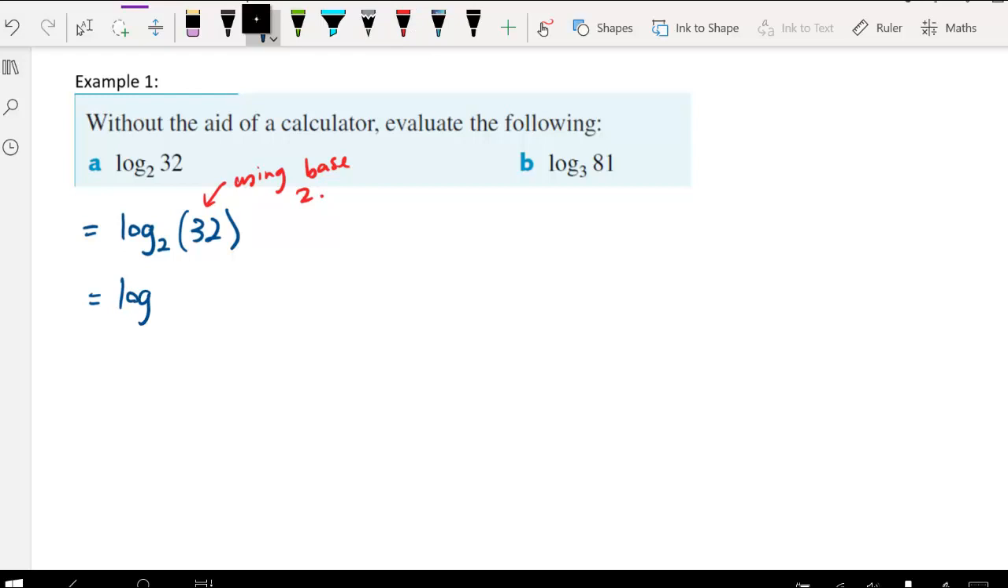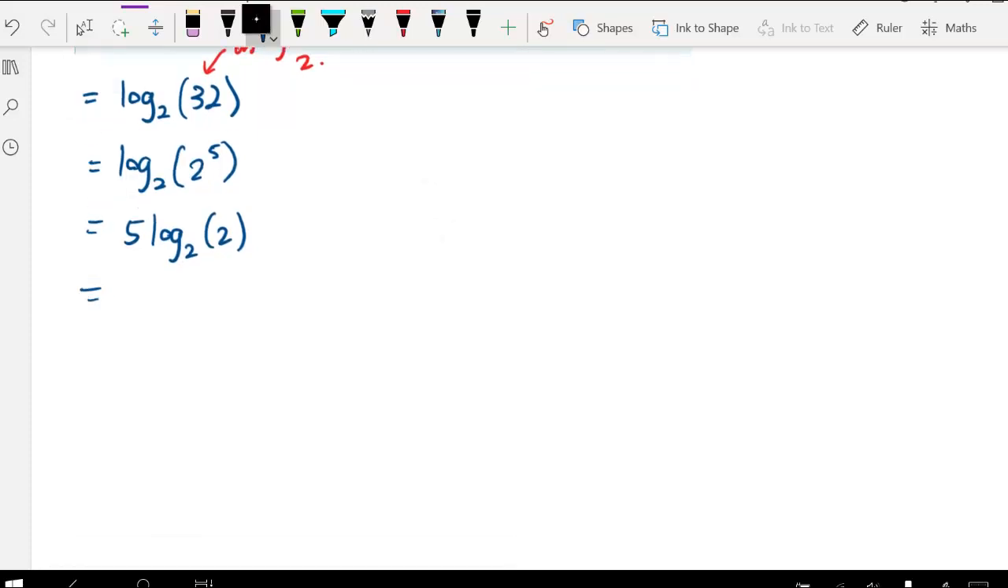So we can write this as log base 2 of 2 to the power of 5. We can use our power log law to say that this is 5 log base 2 of 2. And now this is log of the base, so this is equal to 1. And therefore we're left with 5.